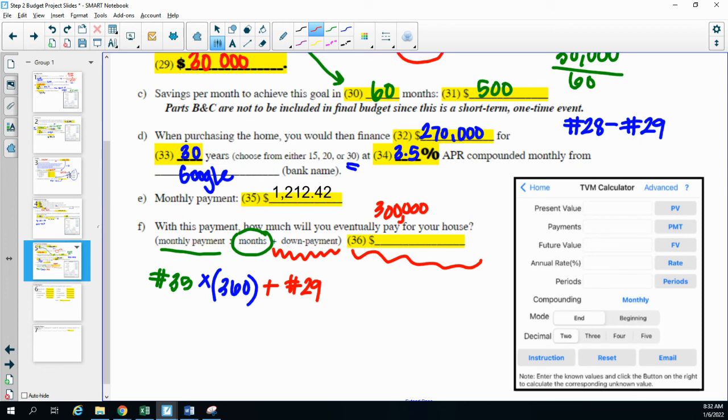$1,212.42 times 360 months. Just that portion is $436,471.20. And then I need to add in my down payment of $30,000. So my total cost of my house is $466,471.20 after 30 years of paying. So I end up paying $166,000 in interest, which makes you want to cry. So that's how you do the home mortgage portion.